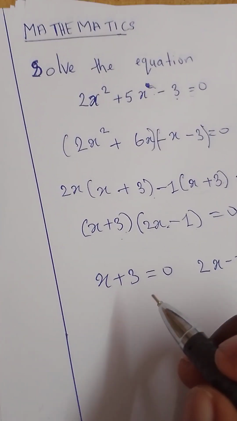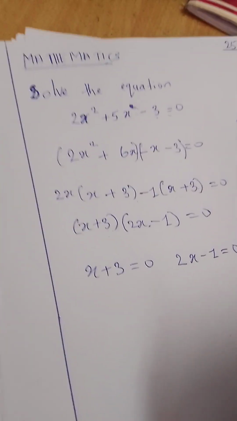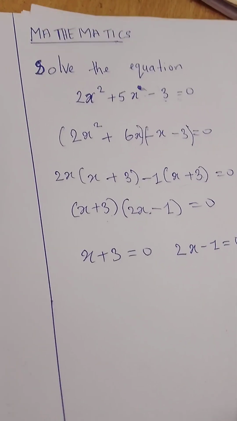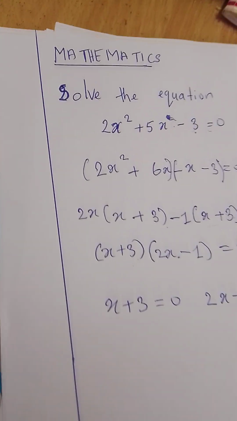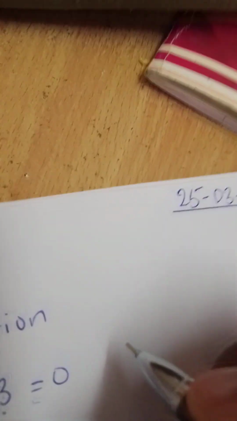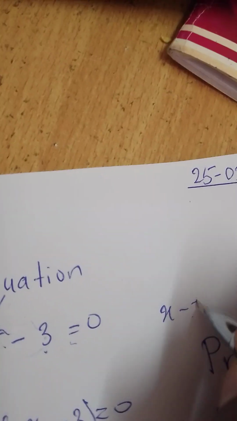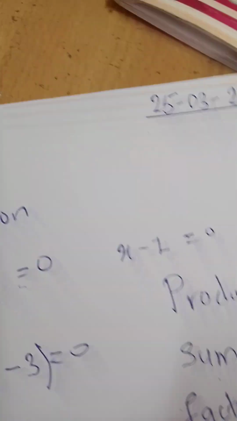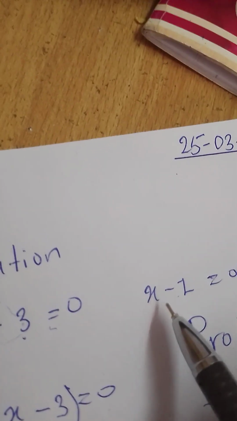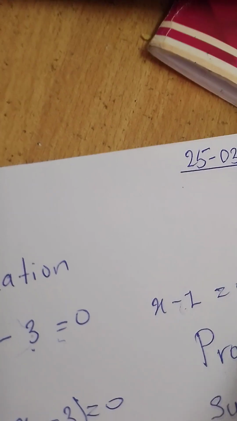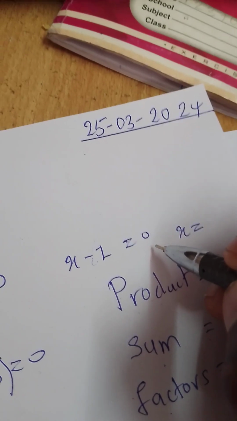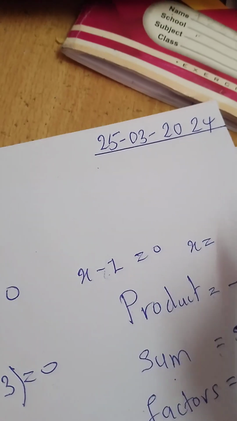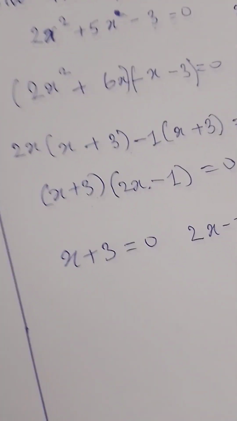In order to get x here, from the basic mathematics that we learned in Form 2, we said that when a value crosses the equality sign, what happens? Its sign changes. Let's take x minus 1 equals to 0. For us to get the value of x, we send this one to the other side. It will be x equal to, when it crosses this equality sign, since it was negative, it will change to positive automatically.